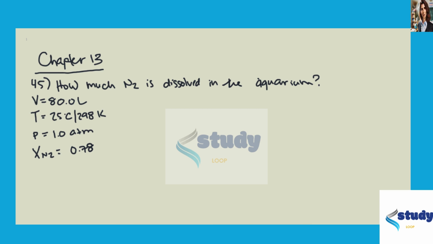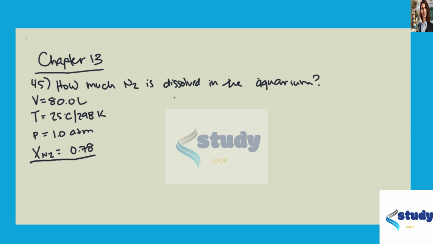Problem 45 asks you to calculate the mass of nitrogen dissolved in an aquarium if that aquarium is 80 liters in volume, is at room temperature or 25 degrees Celsius or 298 Kelvin, and has a total pressure of about 1 atmosphere. It also tells you that the mole fraction of nitrogen gas, in this case, is 0.78.